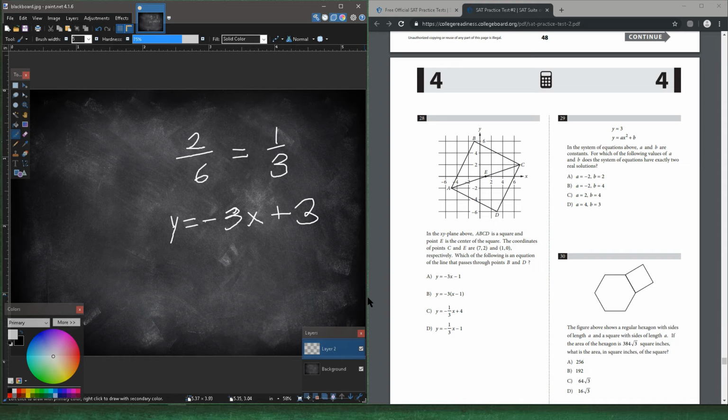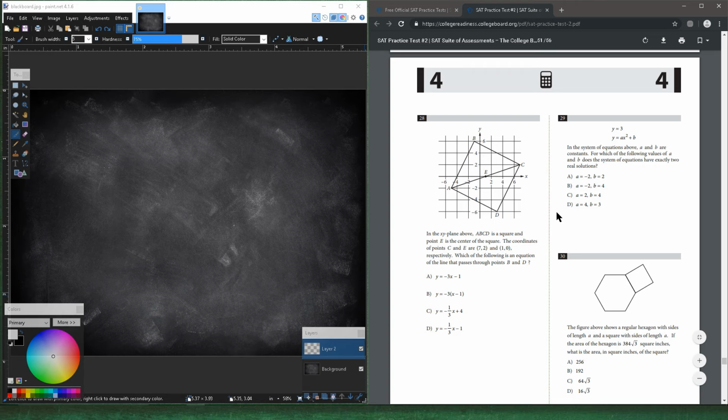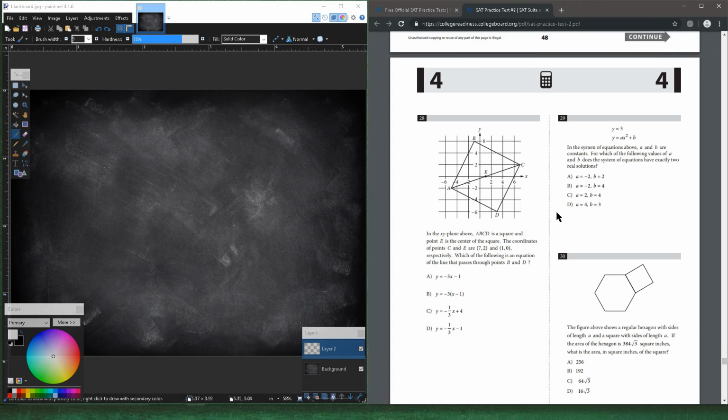So 28 is B. Pretty simple geometry. Well, not really simple. It's kind of hard if you don't know. But if you don't know, you have to make some assumptions. Other than that, it's pretty simple.